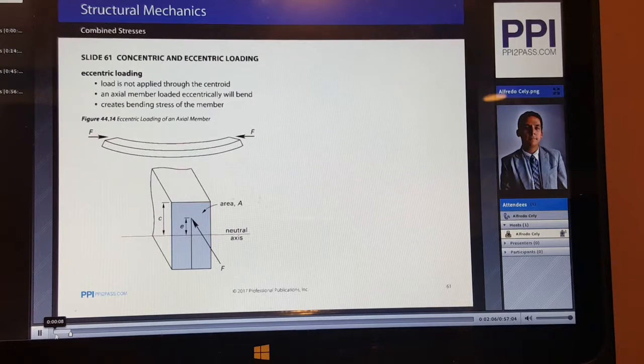Eccentric loading occurs when the load is not applied through the centroid of the beam. An axial member loaded eccentrically will bend, and it creates bending stress in the member. So here you can see how an eccentric load in figure 44.14 will bend a beam. Let's zoom in on the location where the force is being applied. The force is not being applied on the centroid of the beam. It's being applied at an offset from the centroid of the beam. That offset is what is known as the eccentricity.